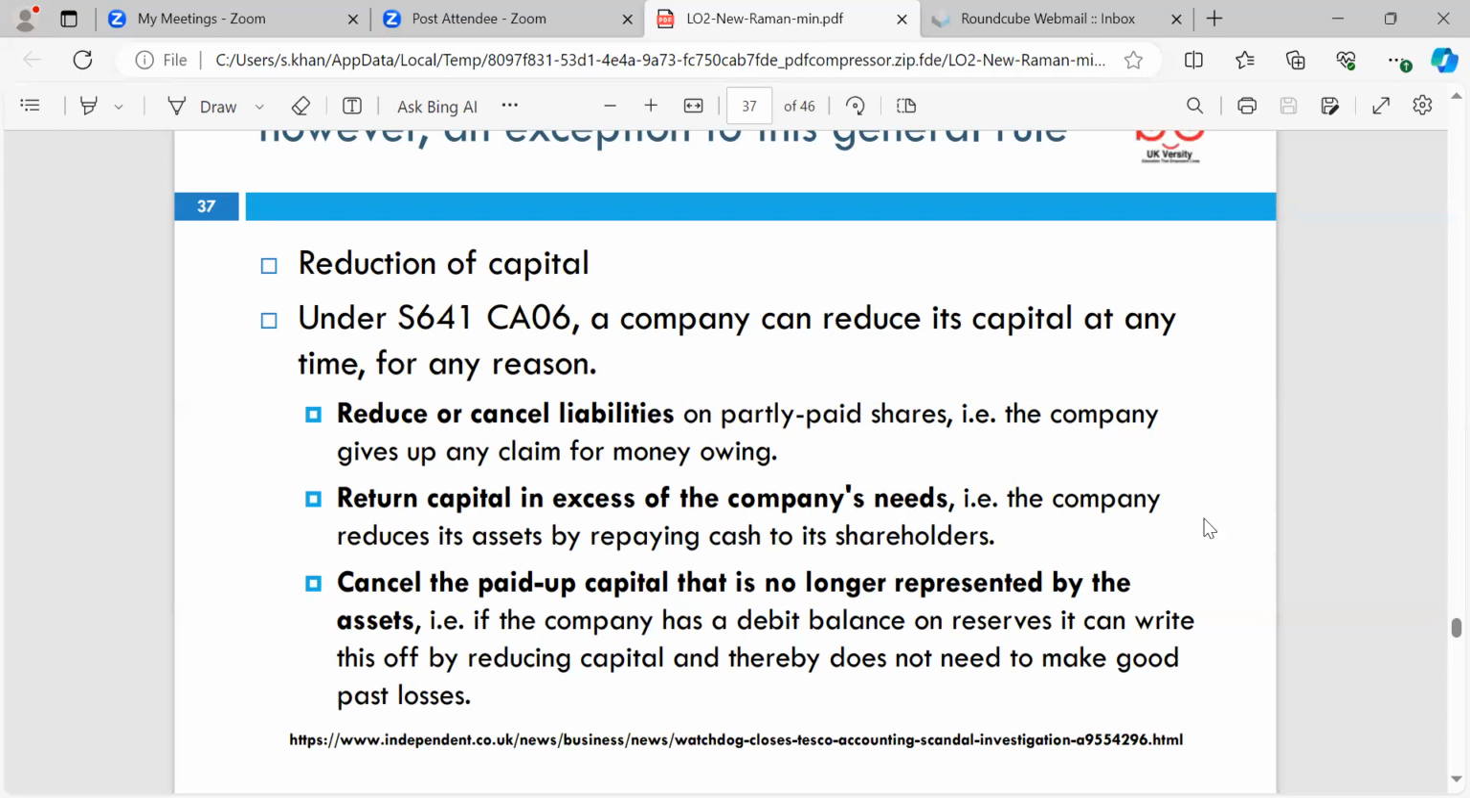Firstly, to reduce or cancel liabilities. Secondly, to return capital in excess of the company's needs. And thirdly, to cancel paid up capital that is no longer represented by assets.